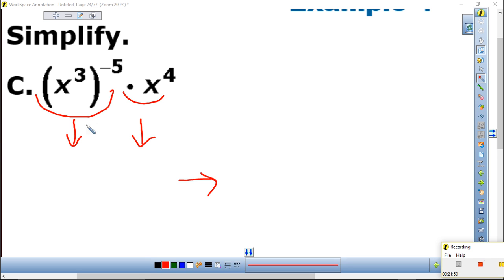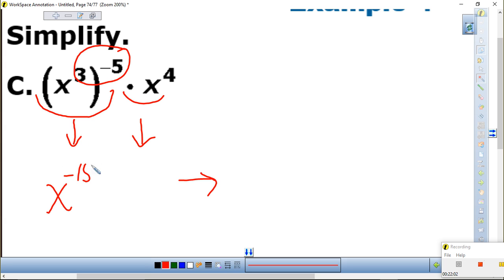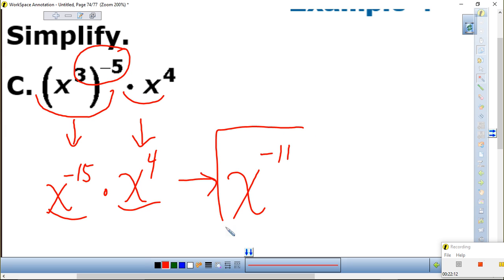All right. Let's see. Here, power of power, so therefore this is x to the negative 15. I bring this down. Are these the same base? Negative 15 plus 4, that is negative 11. Have you got that? Okay. All right, let's do another one. Copy this next one, please.